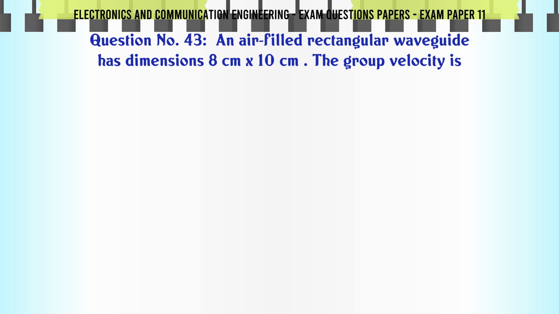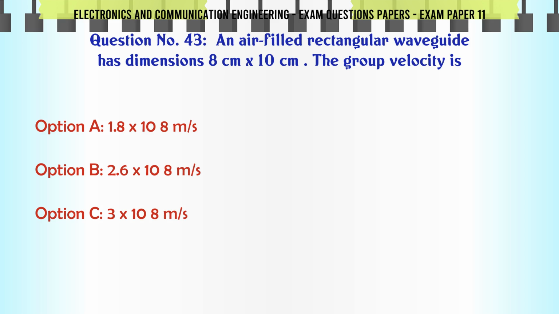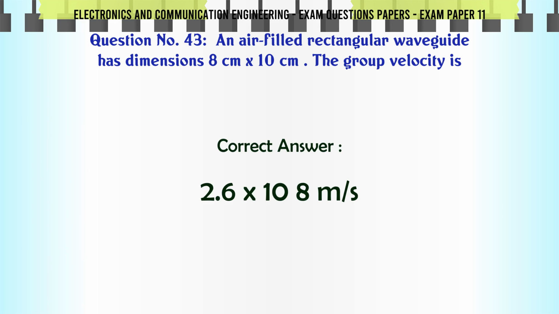An air-filled rectangular waveguide has dimensions 8 cm x 10 cm. The group velocity is: A, 1.8 x 10^8 m/s; B, 2.6 x 10^8 m/s; C, 3 x 10^8 m/s; D, 0.3 x 10^8 m/s. The correct answer is 2.6 x 10^8 m/s.